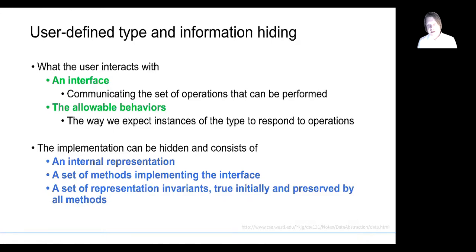A set of representation invariants can be maintained by ensuring that as we interact with the object through the interface, any things that we always want to be true about that object can be preserved by all the methods.